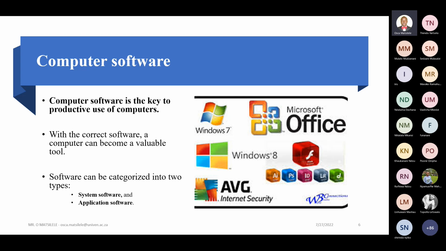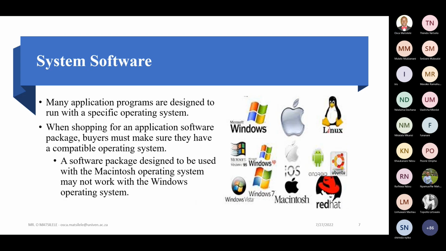This software can be categorized into two types, as we gave a small highlight during the first semester: the system software, and the application software. That is why I say this part will just be a recap of what we have done in the first semester. So the software is categorized into system software and application software. Let's start with system software.